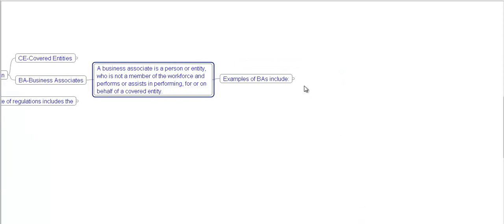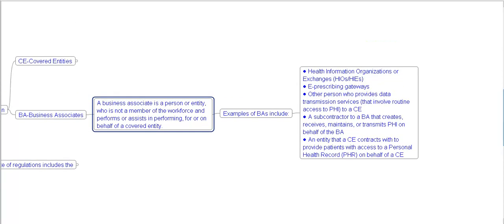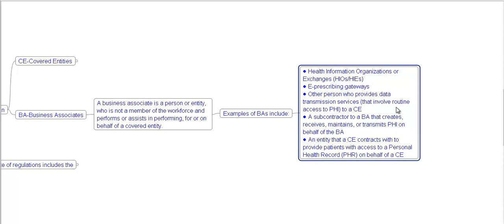Examples of business associates include health information organizations or exchanges, HIOs or HIEs, e-prescribing gateways, other persons who provide data transmission services that involve routine access to protected health information to a covered entity, a subcontractor to a business associate that creates, receives, maintains, and transmits protected health information on behalf of the business associate, and an entity that a covered entity contracts with to provide patients with access to a personal health record on behalf of the covered entity.